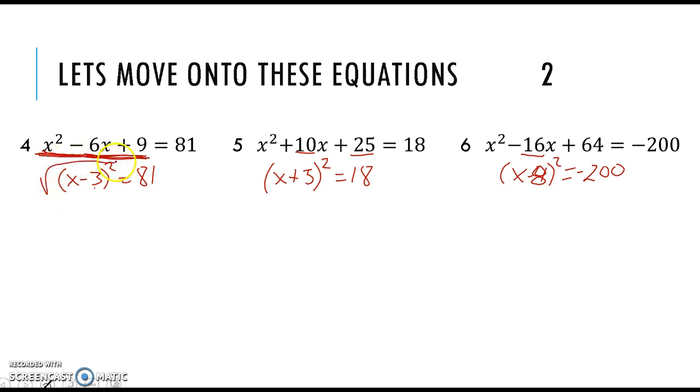I would take the square root of both sides. This is going to be x minus 3 equals 9 or negative 9. Add 3 to both sides, to the 9 and the negative 9. We're going to get x equals 12, or this is negative 9, negative 6.